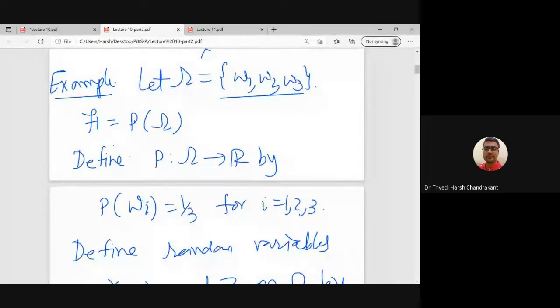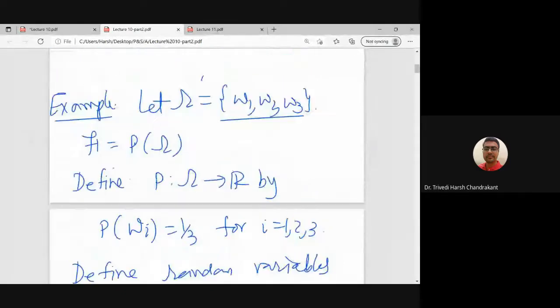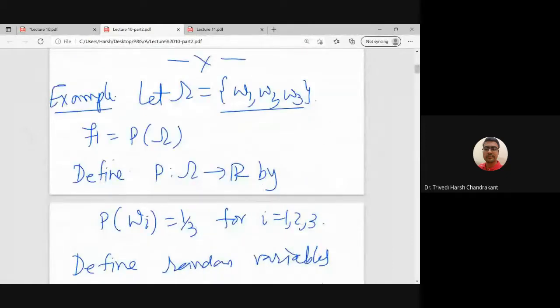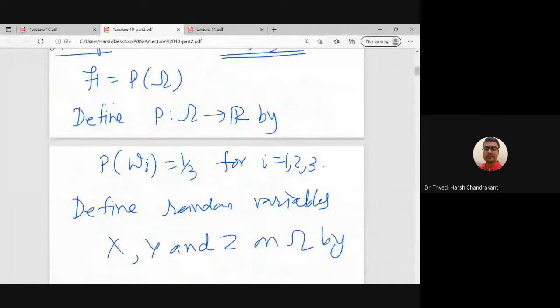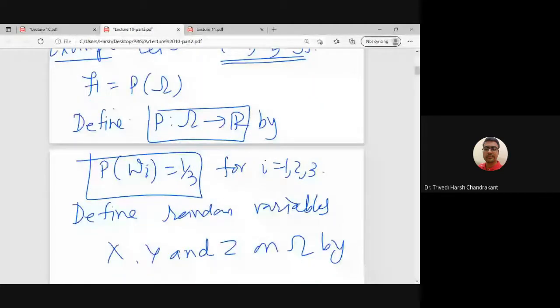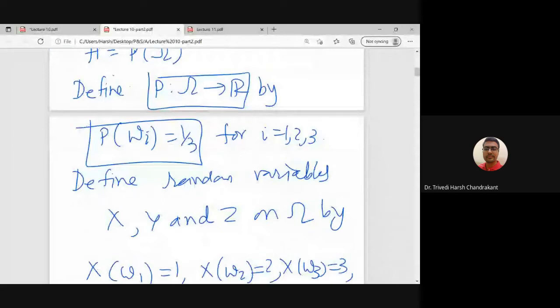Okay, so let me quickly do some of these computations and then we'll move further. So in this exercise, what was given? We were given 3 points, W1, W2, W3. Like in tossing of a coin, we have two outcomes, head or tail. Instead of that, we are getting three outcomes here. And then we are defining a probability function on these three outcomes. Since there are three outcomes, it is natural that each outcome has the same probability. If we assign a uniform probability function, then P of W1 is 1 by 3, the probability of getting the W2 outcome is 1 by 3, and so on. And we define three random variables.